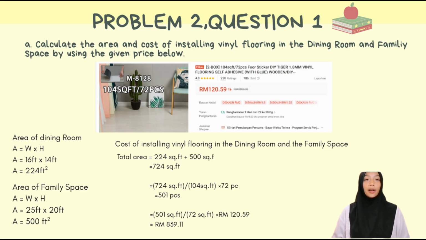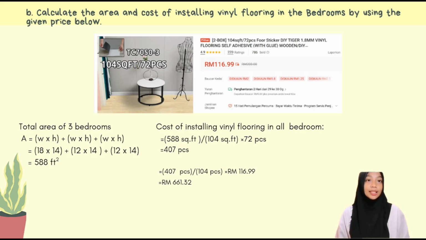So for cost, 501 pieces divided by 72 pieces multiplied by 120.59, and we got 839.11 ringgit.